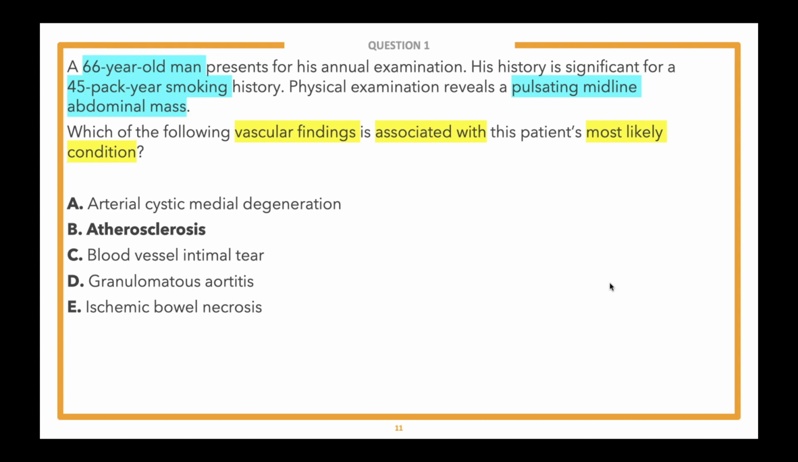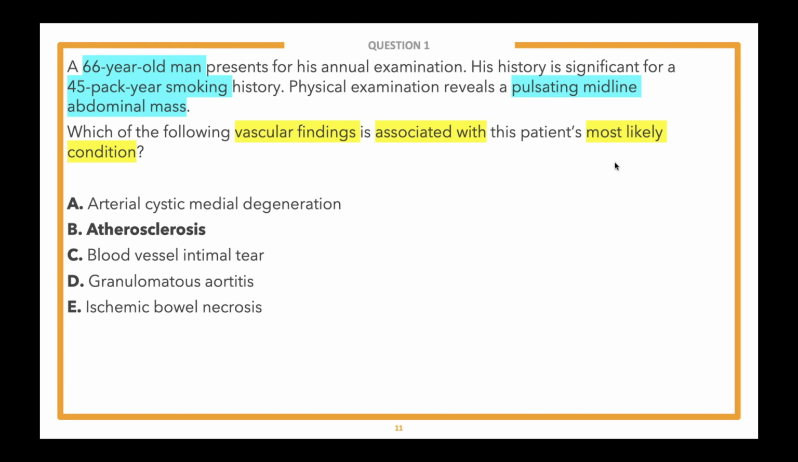Blood vessel intimal tear, which I believe was the second most highly selected answer. This is something that you commonly can see in aortic dissection. However, signs and symptoms of that would be a crushing pain, radiation to the back, difference in blood pressure between the left and right extremities. And again, we're not given any of that information.